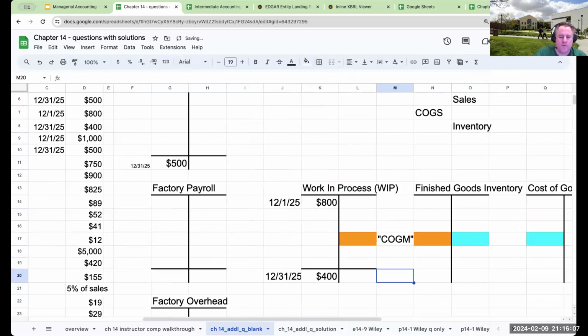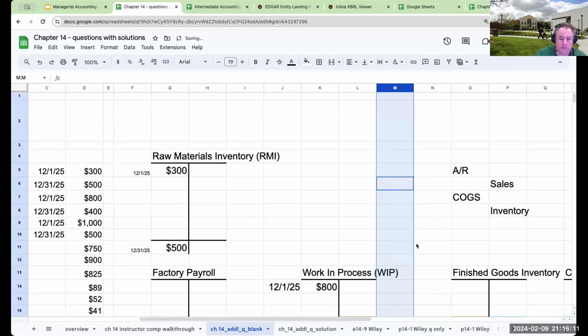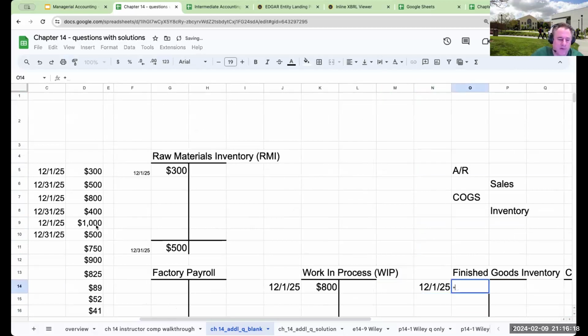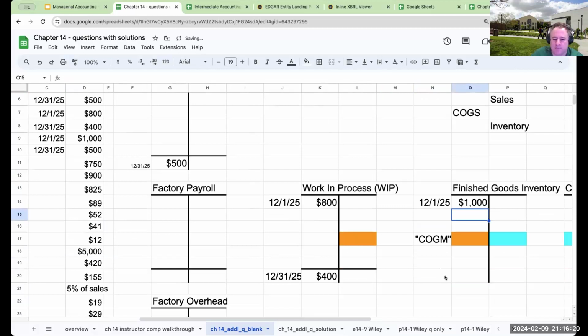Okay. For my finished goods inventory, my opening balance on 12/1/25 will be 1,000, and my ending balance right over here is going to be 500.